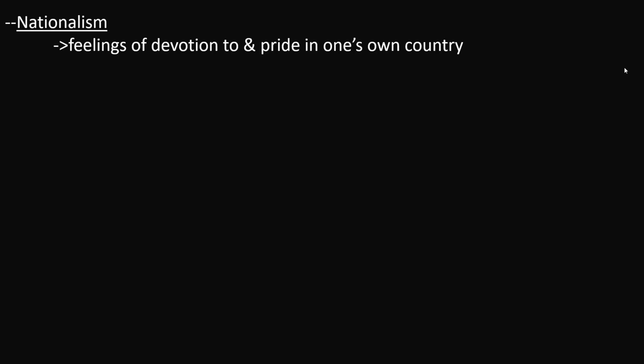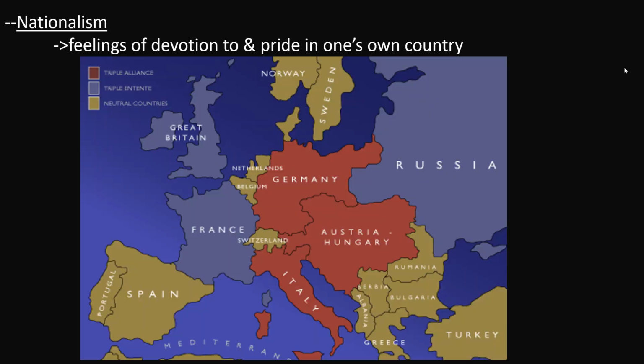Nationalism is feelings of devotion to and pride in one's own country. This extreme level of nationalism is going to be a problem. Some level of nationalism is not an issue. Extreme nationalism becomes an issue. That's when people become quick to answer and less likely to use any kind of reason or think about what they're doing. French nationalists, they want Alsace and Lorraine.